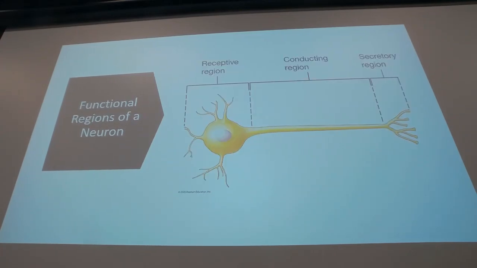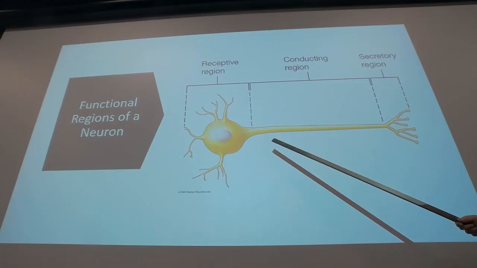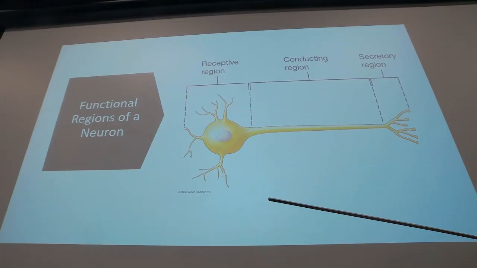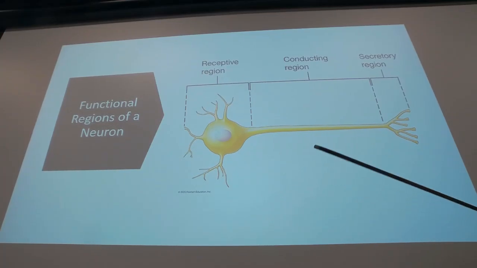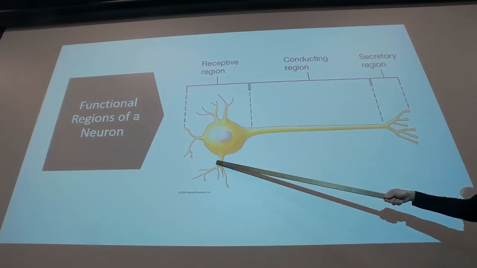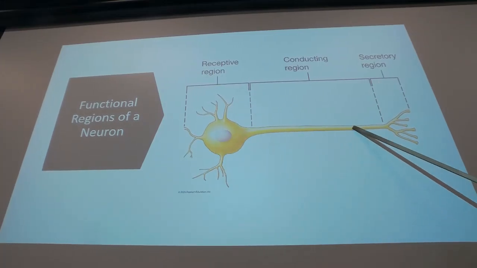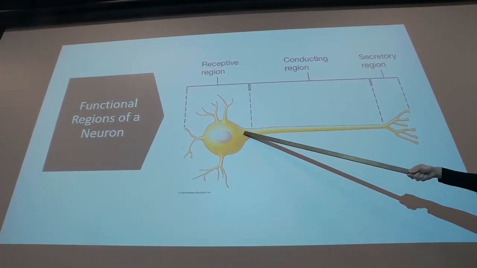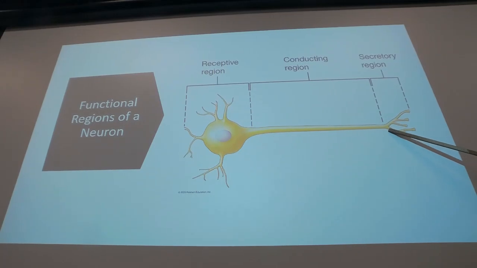Okay. So, functional regions of a neuron. Just like our eyes receive sensory information, what we see, and our ears, what we hear, this is the receptive field of a neuron, and this is the conducting region. Action potentials start here and then travel through the axon. And this is the secretory region. That's where we send the neurotransmitters. Any questions about this part?